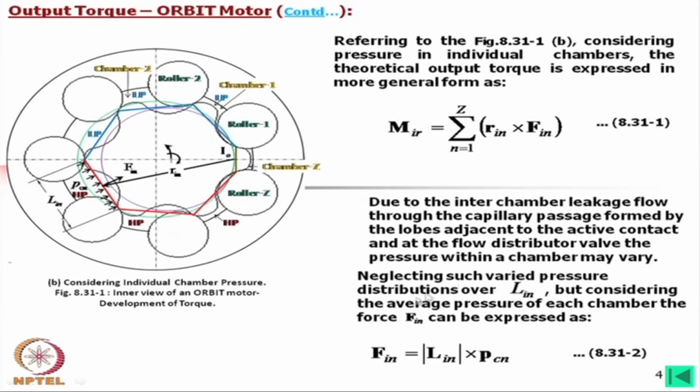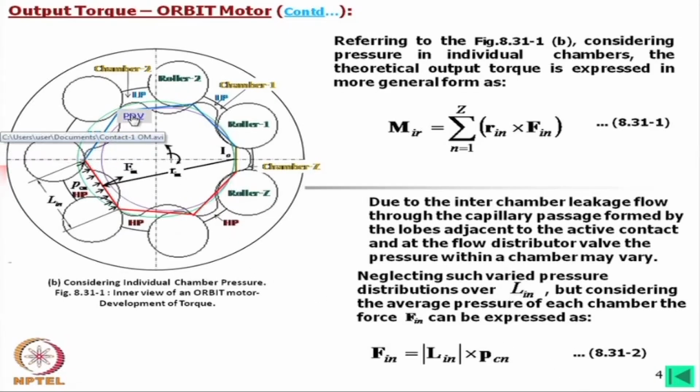Now, for simplicity, let us consider there is no variation of this leakage. Then to find out the length, we must know these contact points, which can be calculated from the geometry for a given rotation of the output shaft, and then we can find out that length. We may consider the pressure PCN, that is, in that chamber the pressure is PCN and the length is LIN, and so this will be the force. We can calculate the force in this way.